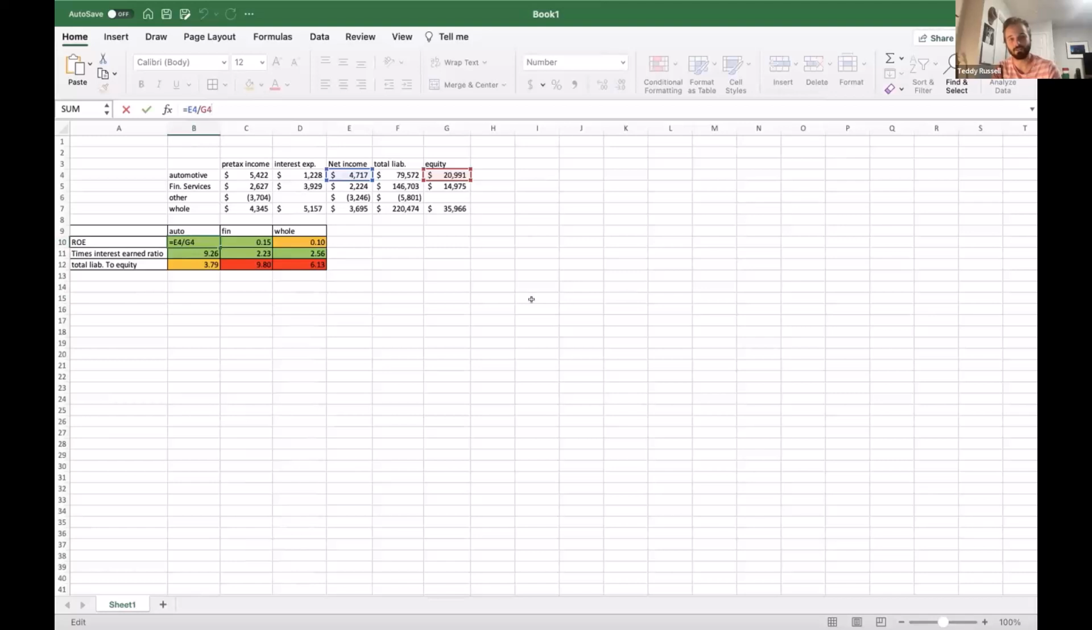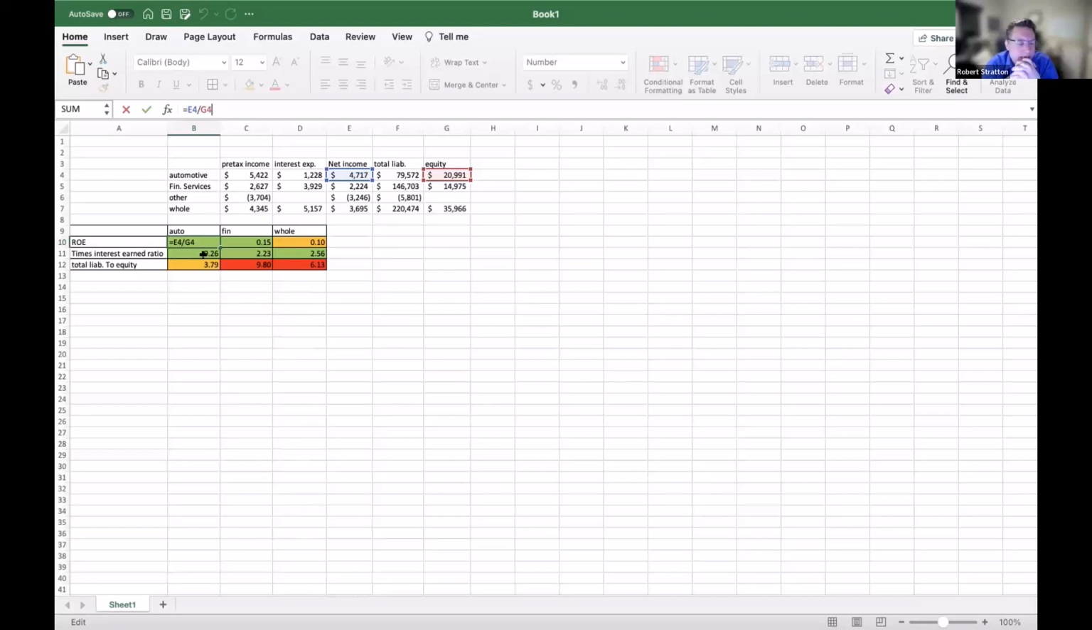That is a good question. The net income, I don't know. Yeah, so you're getting a 20% return on your equity dollars. So your one equity dollar is returning $1.20. That's pretty good. Now the times interest earned ratio, the 9.26, that's green.